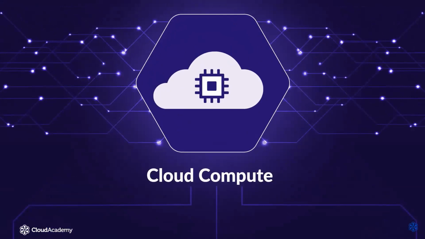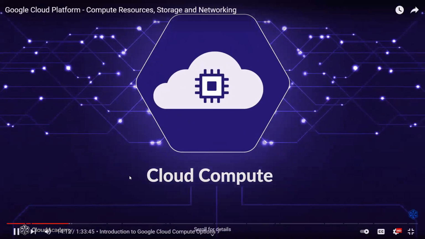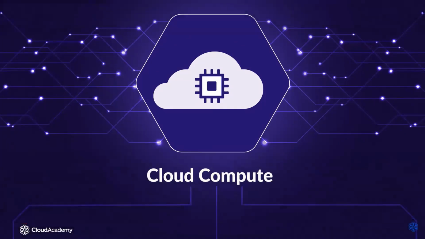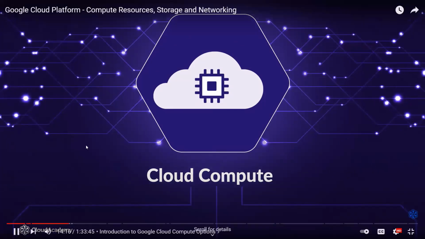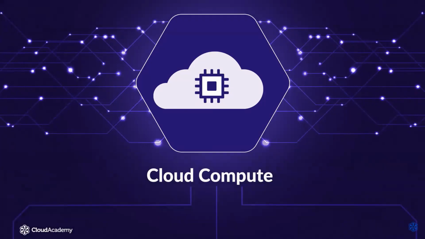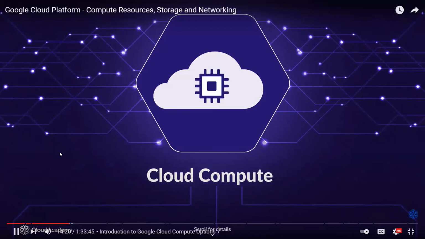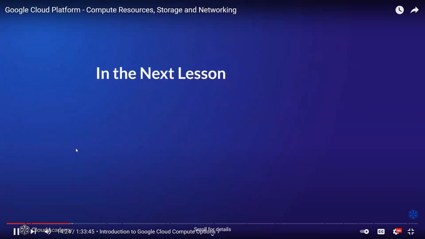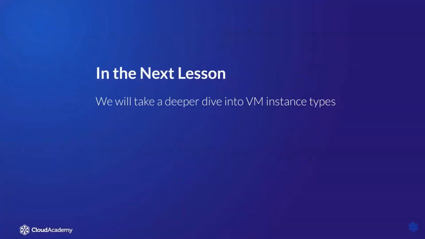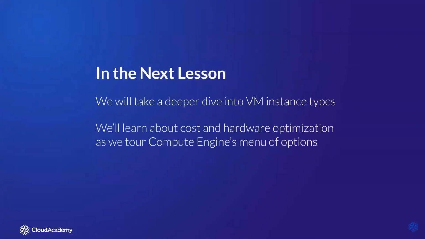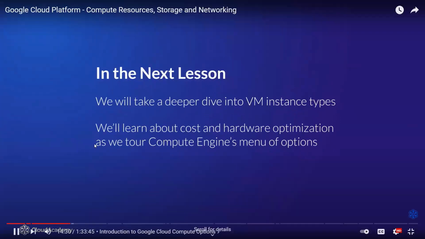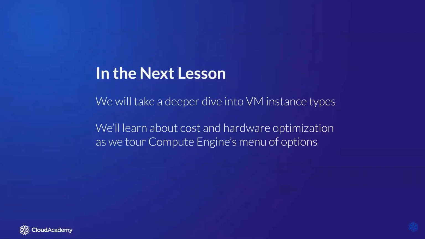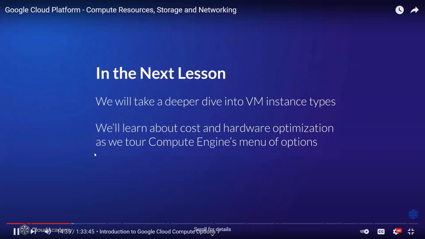So that's it at a pretty high level. You now know enough about GCP compute offerings to be dangerous. You can differentiate GKE, Compute Engine, App Engine, and you should know a little bit about Cloud Run and Cloud Functions. You should be able to pick what is best for a given project. Very cool stuff. In the next lesson, we'll take a deeper dive into VM instance types. We'll learn about cost and hardware optimization as we tour Compute Engine's menu of options. See you there.